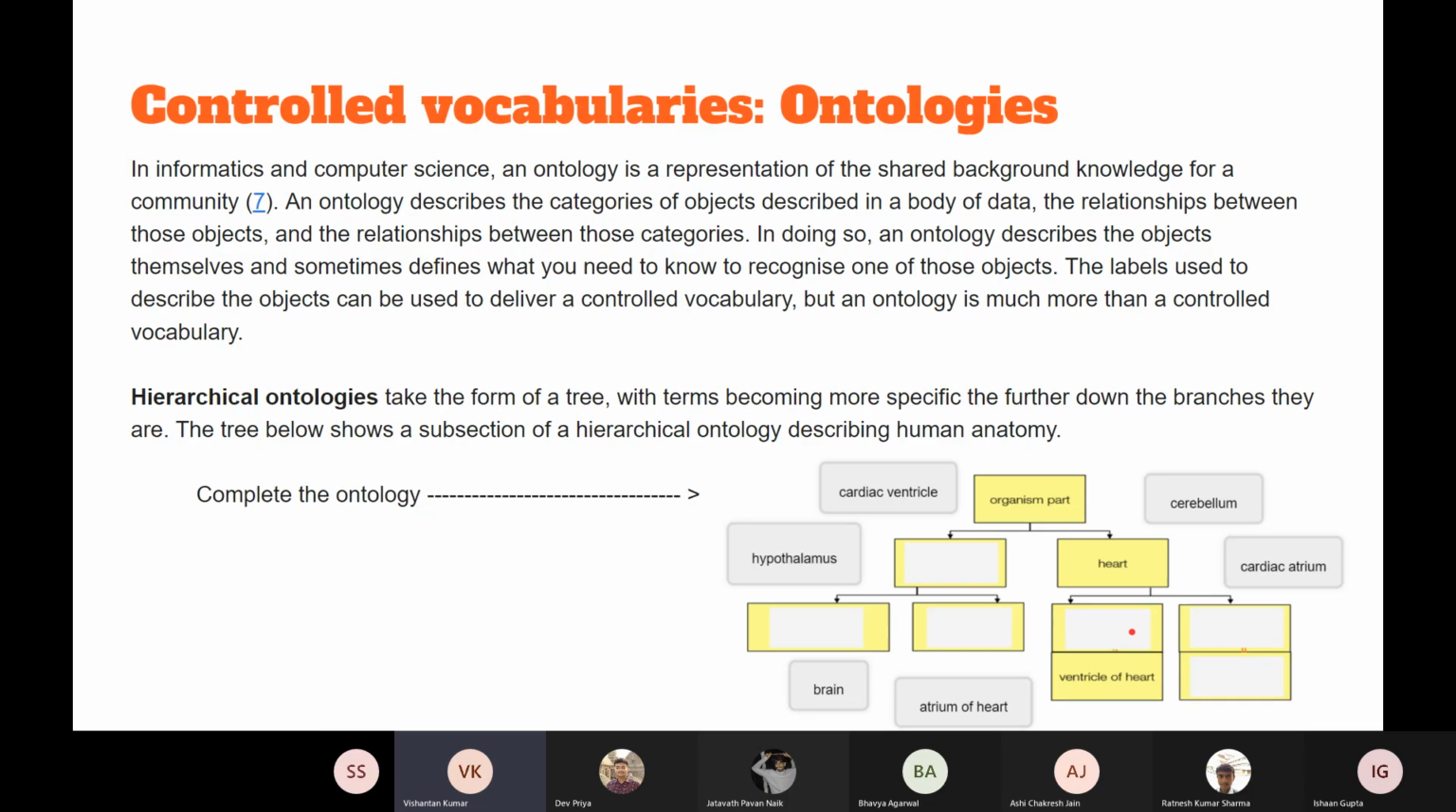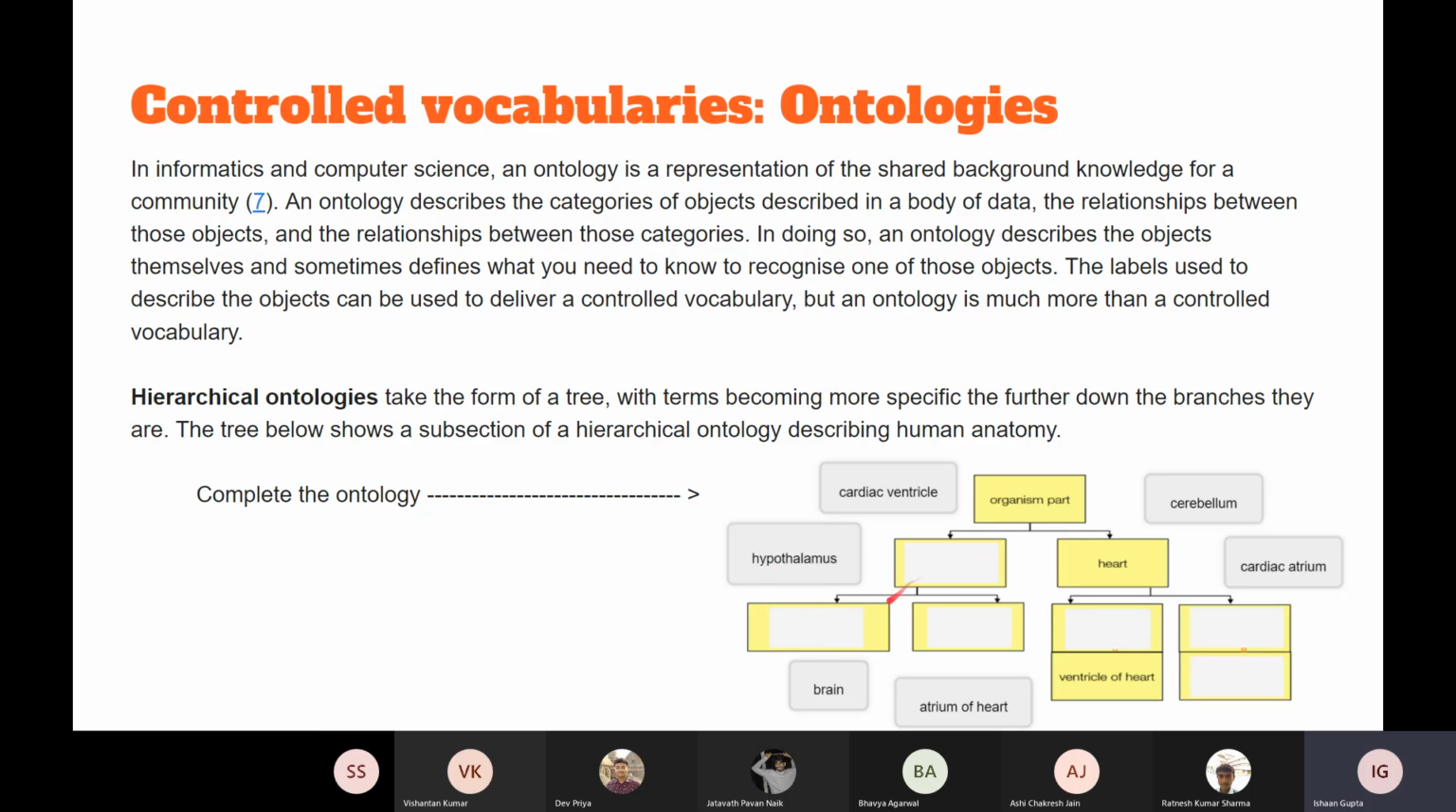The cardiac ventricle. Yeah, it should be cardiac ventricle, right? So cardiac ventricle means ventricle of the heart, and ventricle of the heart and cardiac ventricle mean the same thing. So that's why they are one over the other. Similarly, you will have cardiac atrium here, and atrium of the heart will be below it.